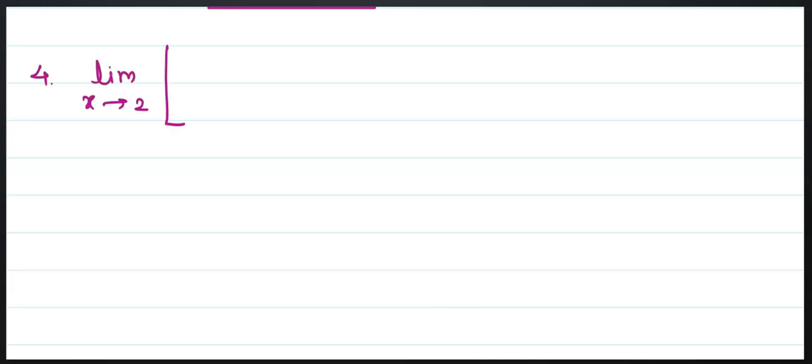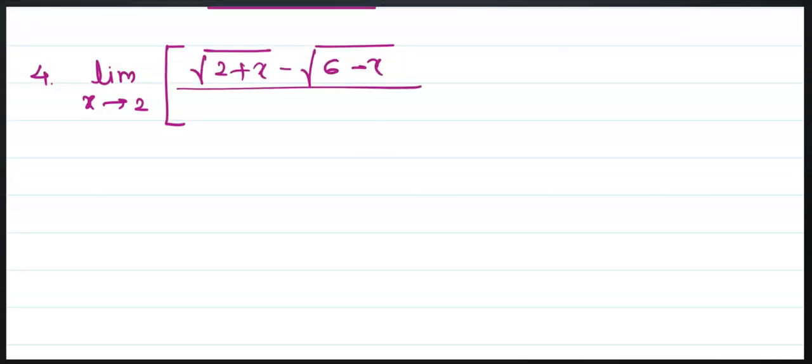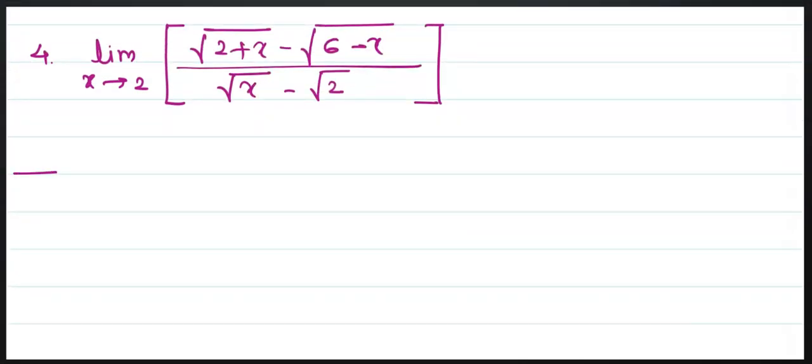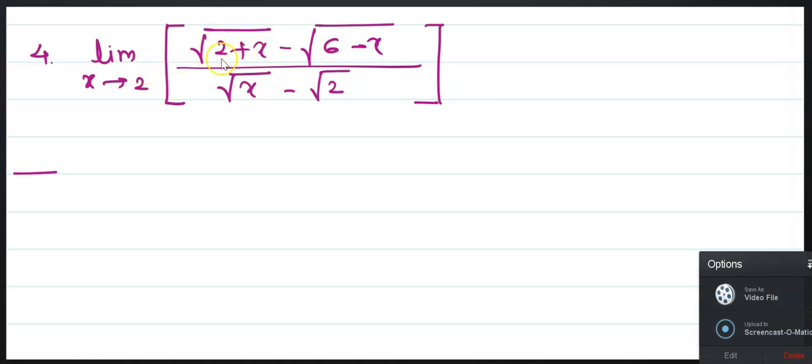Now, the next example. Limit x tends to 2 of root of 2 plus x minus root of 6 minus x upon root x minus root 2. Now here, the terms from the numerator and the denominator, we will rationalize the numerator as well as the denominator. Then what are the rationalizing factors? The rationalizing factor for the numerator is root of 2 plus x plus root of 6 minus x. And what is the rationalizing factor for the denominator? Root of x plus root of 2.